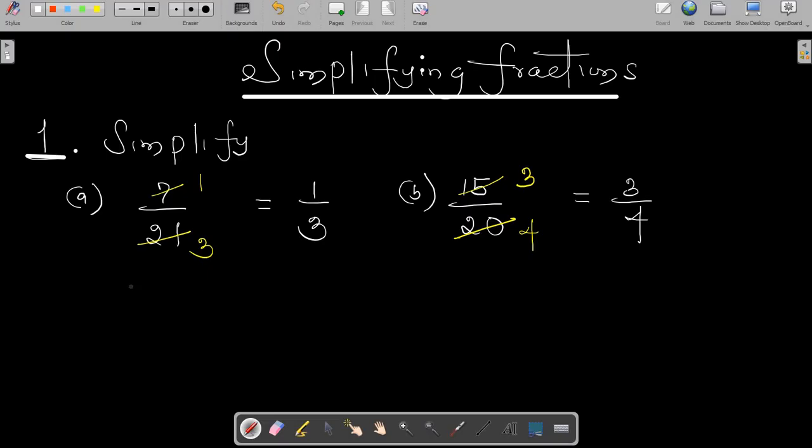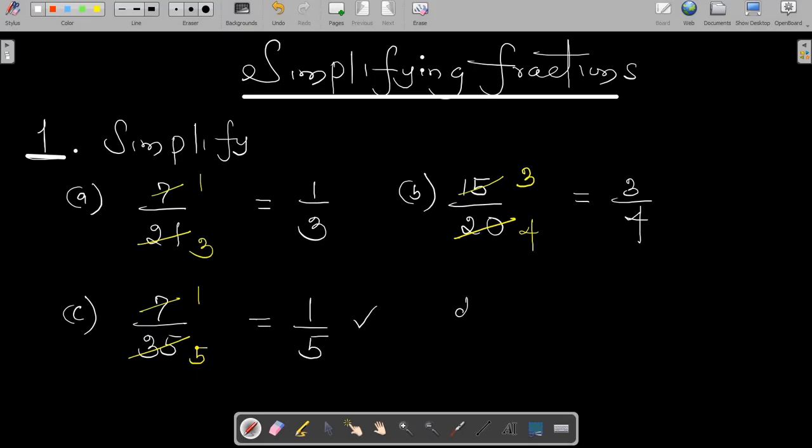Now let's pick up the third question, which is the C part. So let's say we are given 7 all over 35. Okay, I noticed that here 7 can divide 7, here 1. 7 can divide 35, we see that to be 5. And the answer to this one is 1 all over 5. And that is the perfect answer to that.